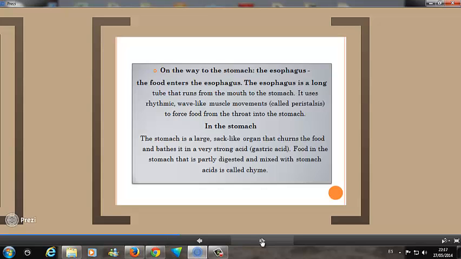In the stomach. The stomach is a large, sac-like organ that churns the food and bathes it in a very strong acid, gastric acid. Food in the stomach that is partly digested and mixed with stomach acid is called chyme.